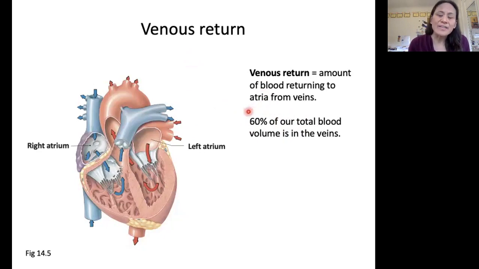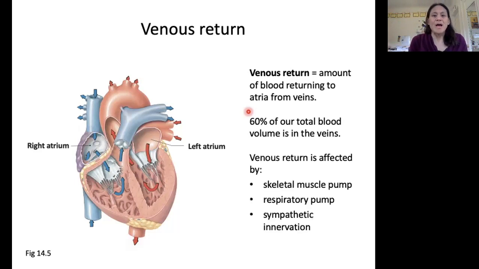So you can imagine that if we can manage to get that blood out of the veins and back into our heart, we can then pump some of that blood out of the heart every time our heart pumps. So we can increase our stroke volume if we can just get that blood out of the veins and into the heart so that we can pump it out of the heart.